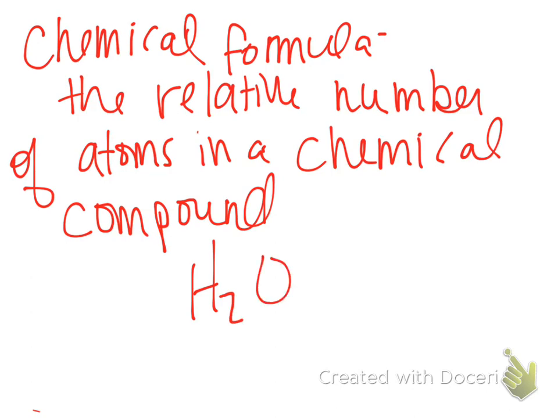Okay, and if I look at a compound like water, how many hydrogens do I have? 2. And how many oxygens do I have? 1, right? That tells me the relative number. So for every single water molecule that we look at, there will always be 2 hydrogens and 1 oxygen for every single water molecule. Okay? So that's what we're talking about when we talk about chemical formulae.